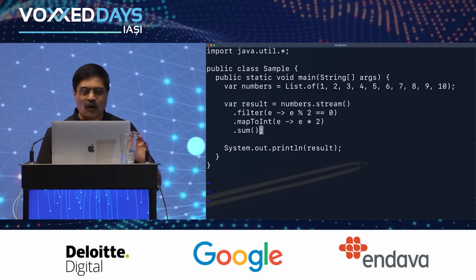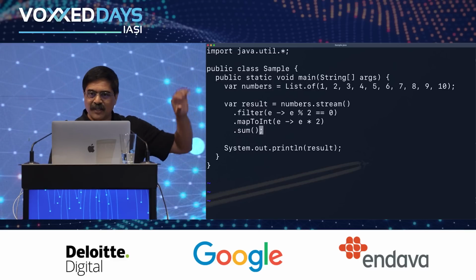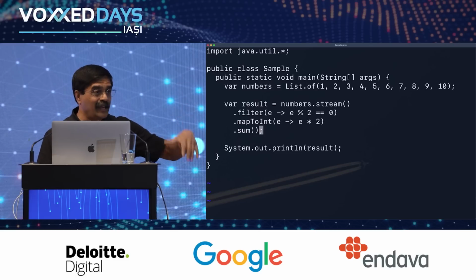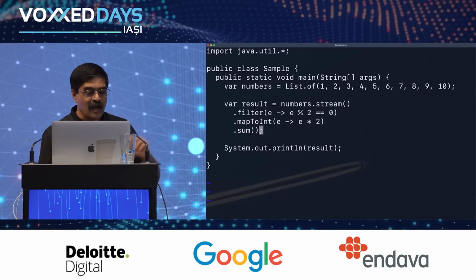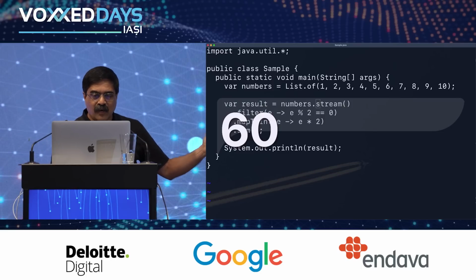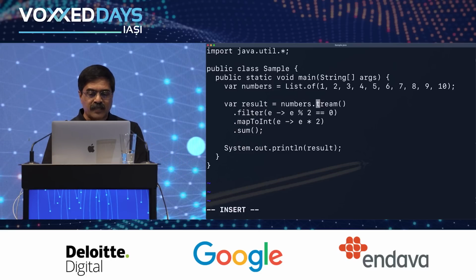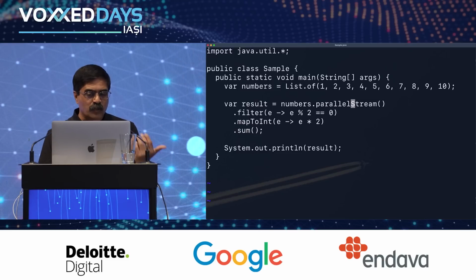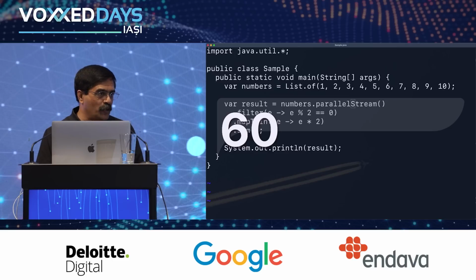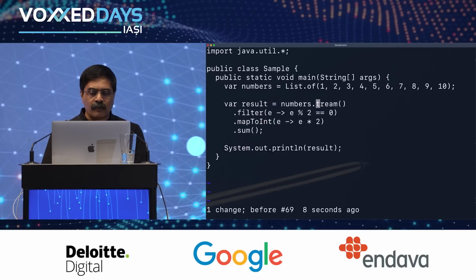Not only is the code easier to understand, easier to work with, easier to modify, and pleasant to write, but also it's extremely easy to parallelize it. If you want to run this code in parallel, as you can see here, the result is 60, but you can say parallelStream in here, and now the code is running in parallel to produce the result for you. So going from sequential to parallel is extremely simple.